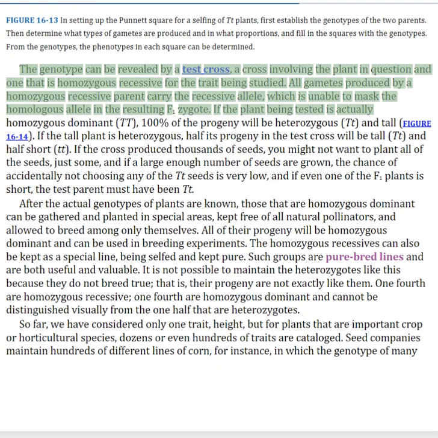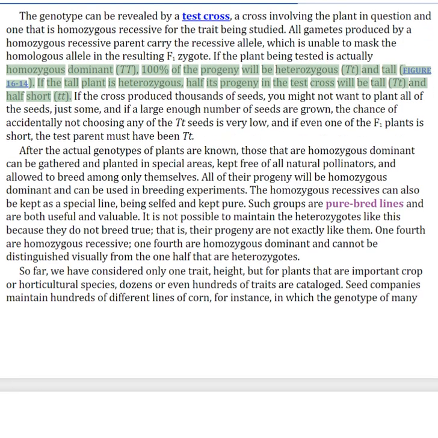The genotype can be revealed by a test cross, a cross involving the plant in question and one that is homozygous recessive for the trait being studied. All gametes produced by a homozygous recessive parent carry the recessive allele, which is unable to mask the homologous allele in the resulting F1 zygote. If the plant being tested is actually homozygous dominant, 100% of the progeny will be heterozygous and tall. If the tall plant is heterozygous, half its progeny in the test cross will be tall and half short.